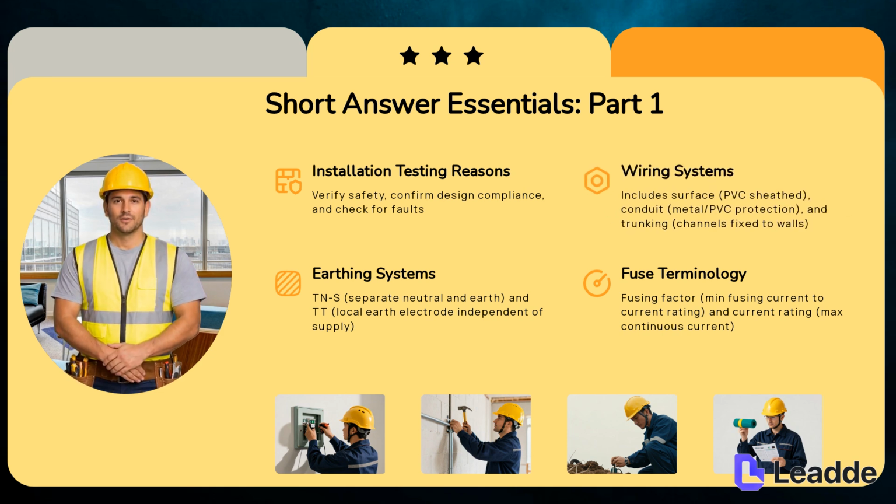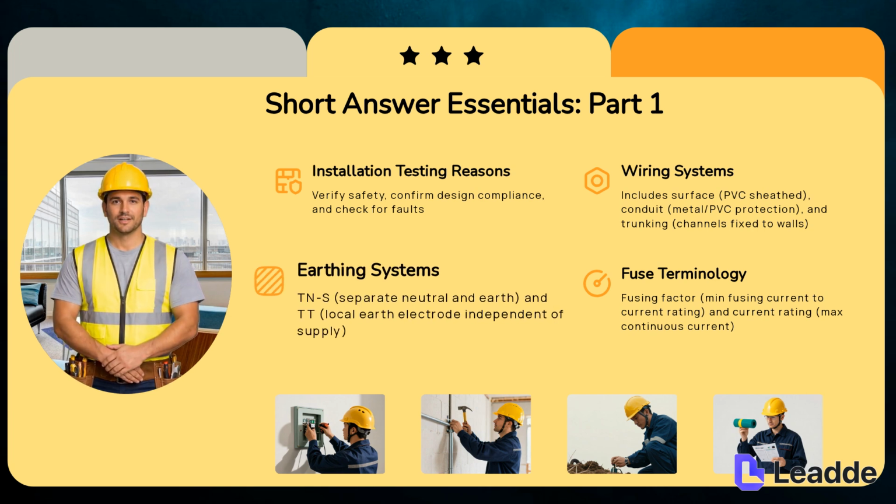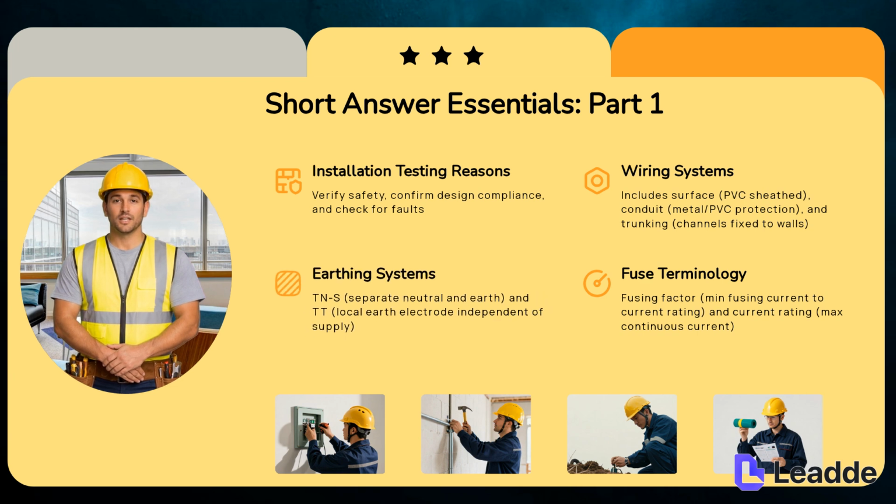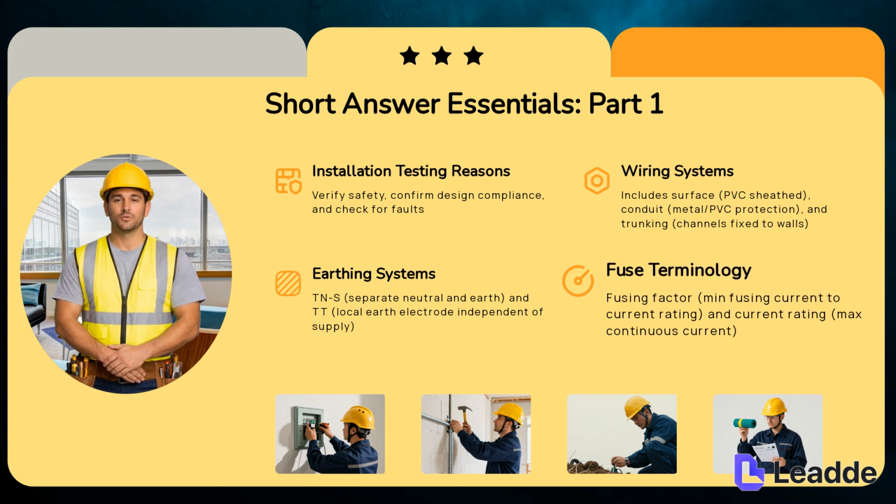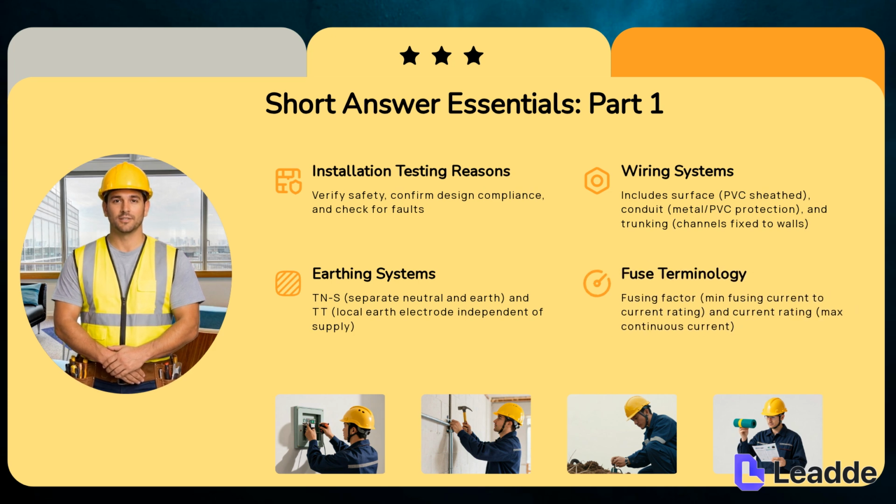You should also know earthing systems like TNS, which has separate neutral and earth conductors, and TT, which uses a local earth electrode. For fuse terminology, understand that the fusing factor is the ratio of minimum fusing current to the current rating, and the current rating is the maximum continuous current.